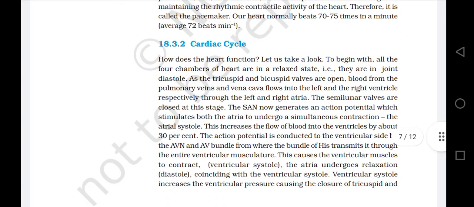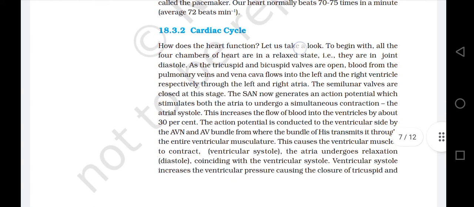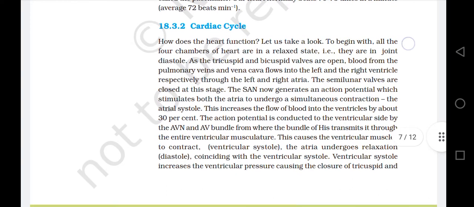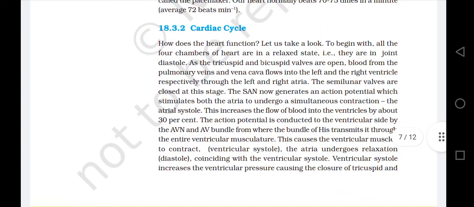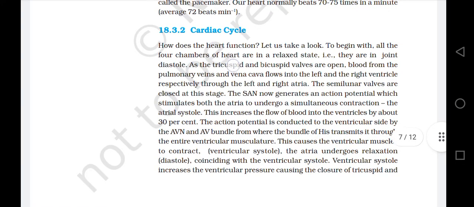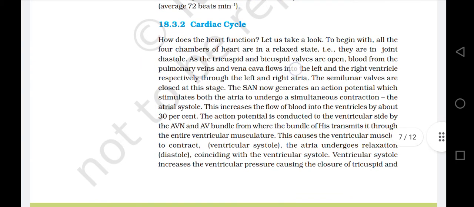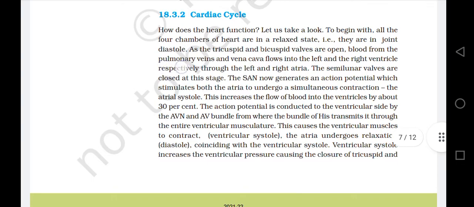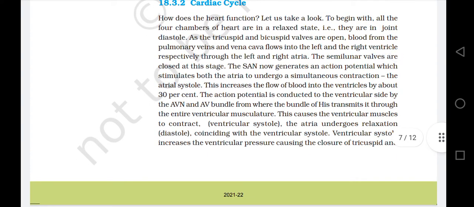18.3.2 Cardiac cycle. How does the heart function? Let us take a look. To begin with, all the four chambers of the heart are in a relaxed state, that is, they are in joint diastole. As the tricuspid and bicuspid valves are open, blood from the pulmonary veins and vena cava flows into the left and the right ventricle respectively through the left and the right atria. The semilunar valves are closed at this stage.